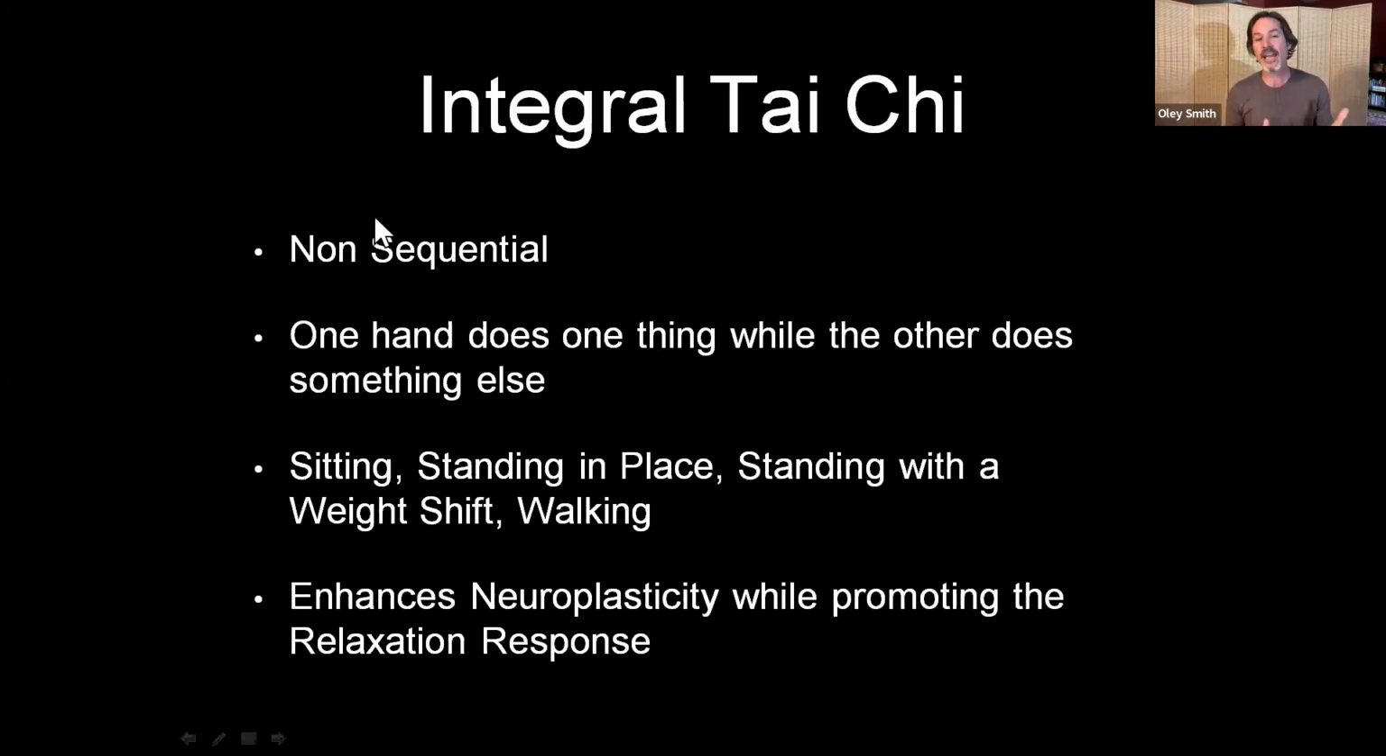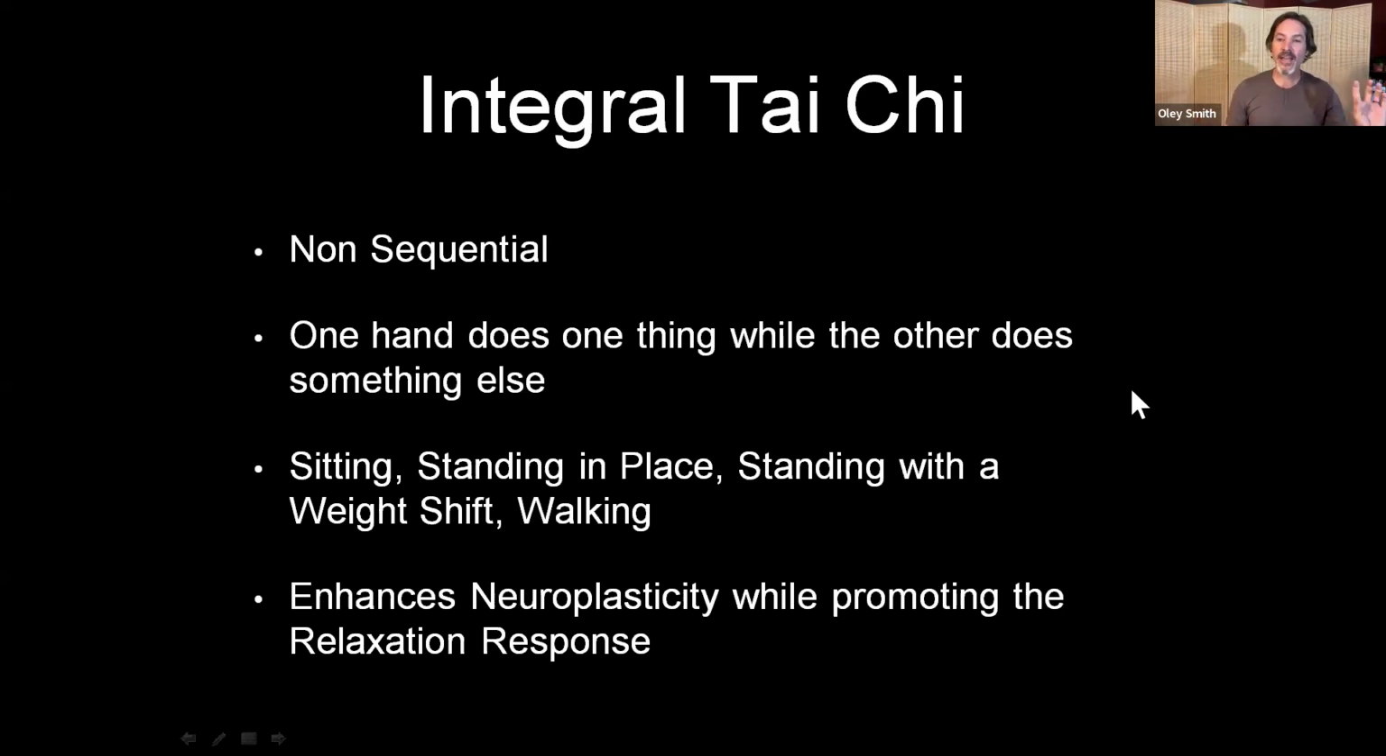And so integral Tai Chi, we can also even think of it as Tai Chi as Qigong. And so integral Tai Chi is also non-sequential. However, often one hand is doing one thing while the other hand does something else. We can do integral Tai Chi sitting down. We can do it standing in place. We can do it standing in place while shifting our weight from side to side. We can do it while walking.